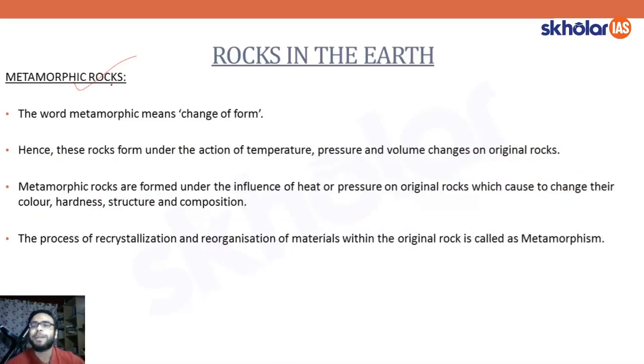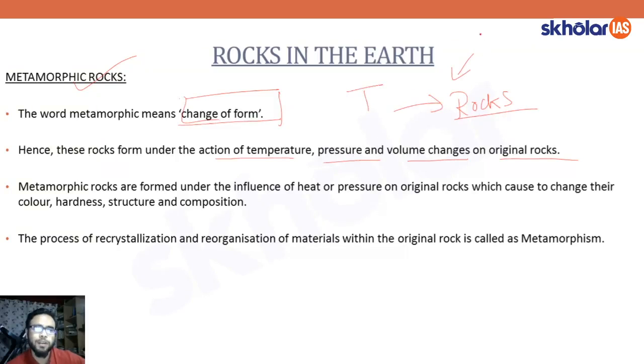Okay. What is metamorphic rock? The word metamorphic itself means change of form. Hence, these rocks form under the action of temperature, pressure and volume changes on the original rock. What is happening? When original rocks come under the process of changes in temperature, pressure and volume, it will result in the formation of metamorphic rocks.